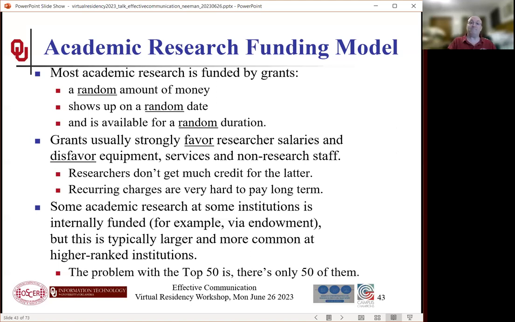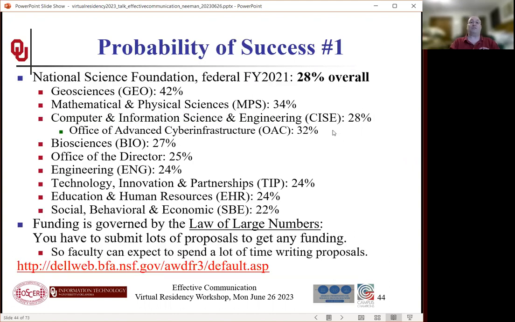So I'm screwed, right? Now, at some institutions, some of the academic research is internally funded, for example, by the endowment, right? Especially at high-end institutions. The problem with the top 25 is there's only 25 of them. Same thing with the top 50 or the top 100, right? Most institutions have very limited internal funds to support research. Some institutions have none at all. Very few institutions have a lot.